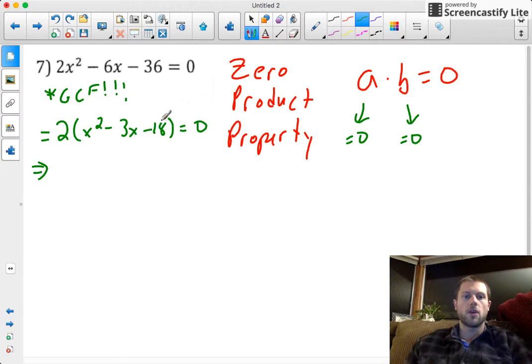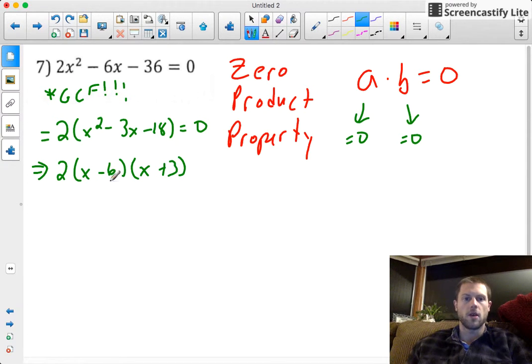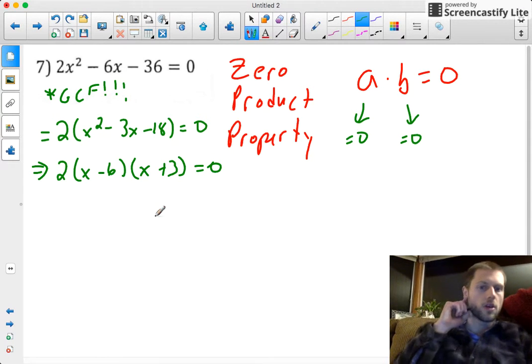Next, I want to factor this remaining trinomial. And that's going to factor by looking for two numbers that multiply to negative 18 and add to negative 3. So that's going to be, I think, a negative 6 and a positive 3. So my factors will be x minus 6 and x plus 3. This is still equal to 0.